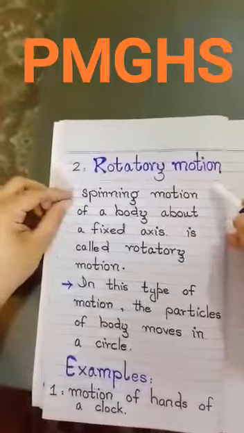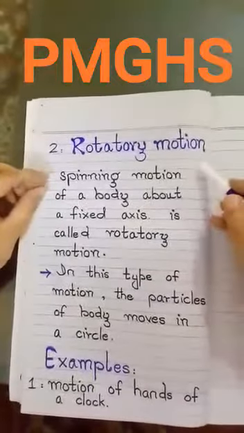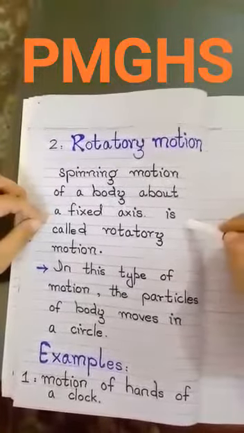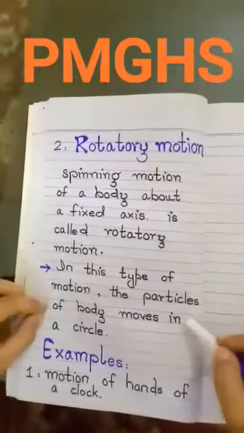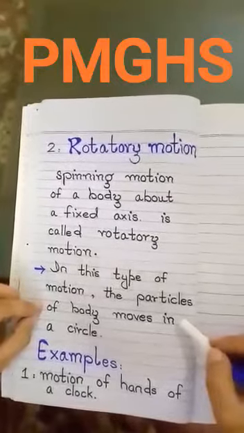Next type of motion is the rotatory motion. Rotatory motion is the spinning motion of a body about a fixed axis. It is the type of motion in which the particles of the body move in a circle.